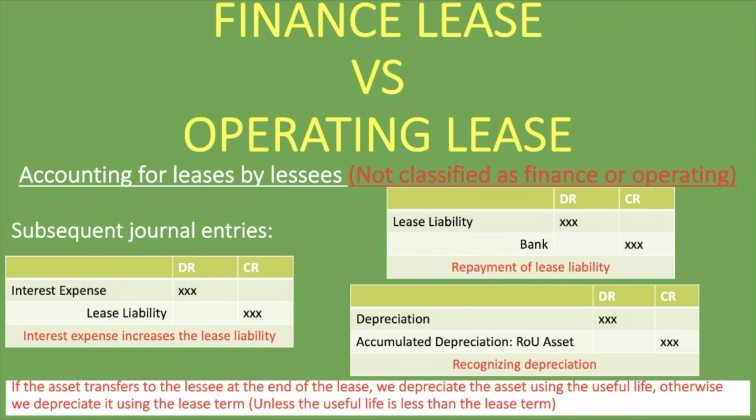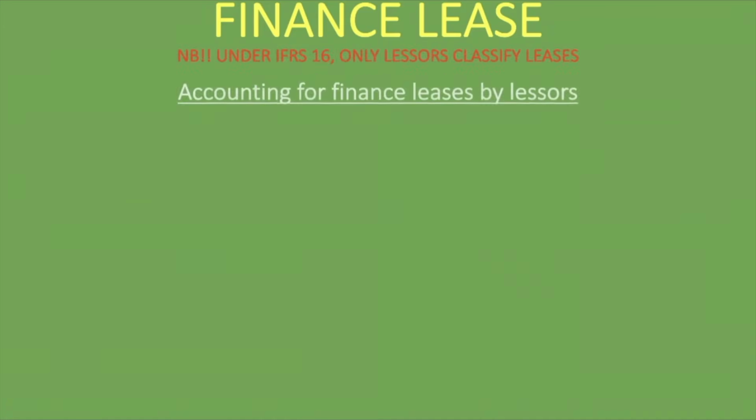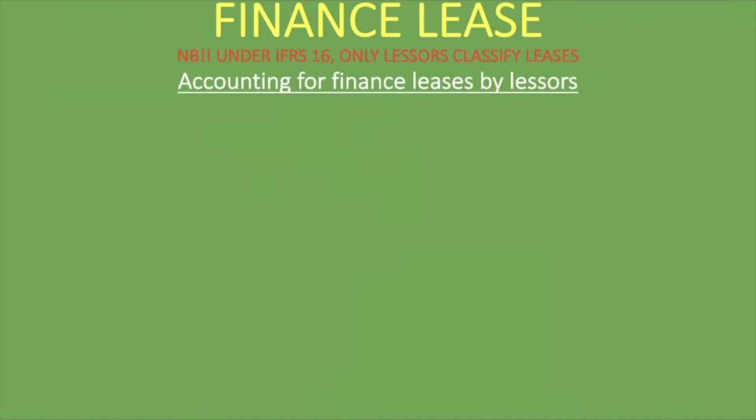Now let's see how you handle leases from the perspective of the lessor. Remember, only lessors classify leases as either finance or operating. So we have to determine whether this is a finance lease or an operating lease from the perspective of the lessor. So once the lessor has determined that this is a finance lease, what are the measurements?